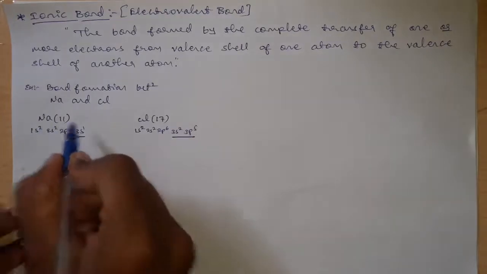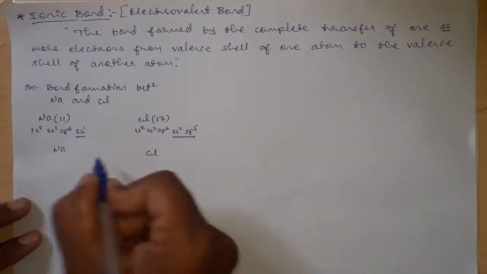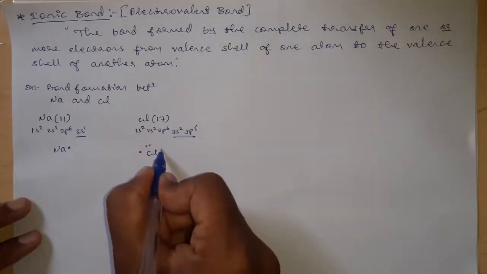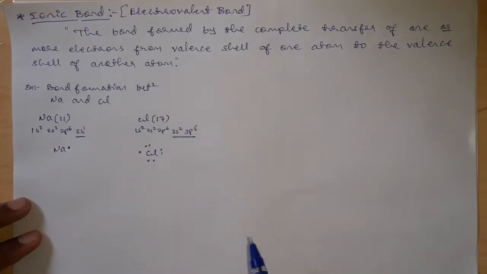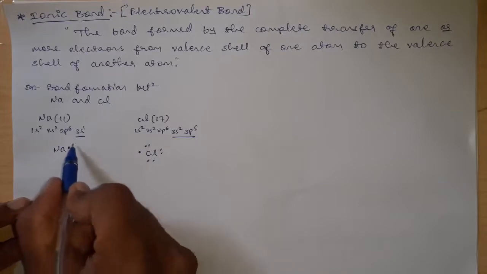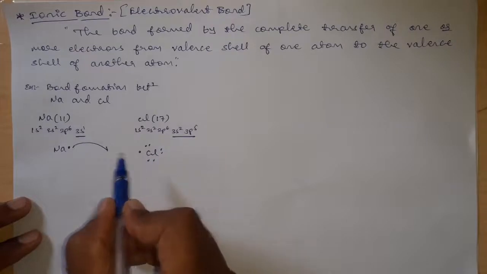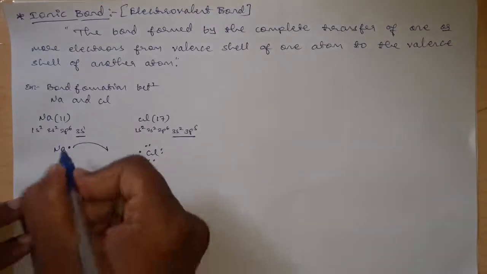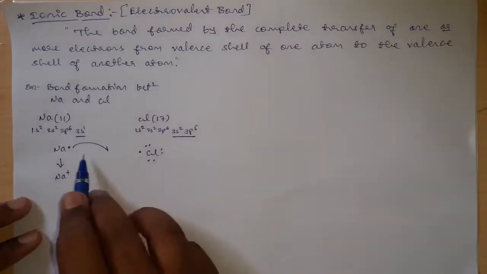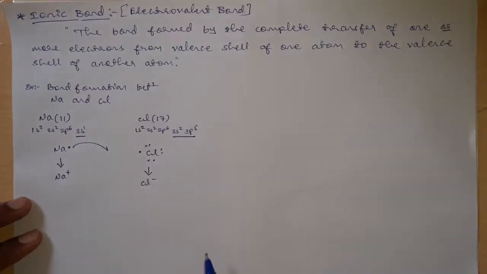See here, I will write the electron dot structure for sodium and chlorine. Here it has only one electron, and here it has 2, 3, 7 electrons. Now this sodium will transfer one electron to the chlorine. After the transfer of one electron, the neutral sodium atom becomes Na+. After gaining one electron from the sodium, the chlorine becomes chloride, Cl-.